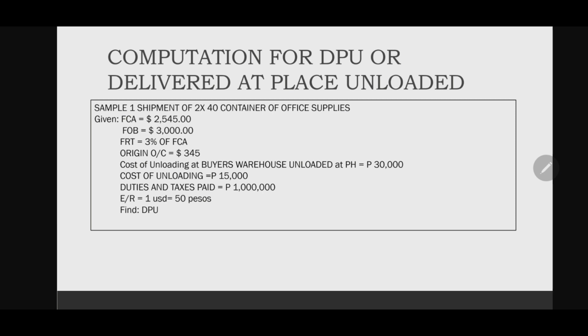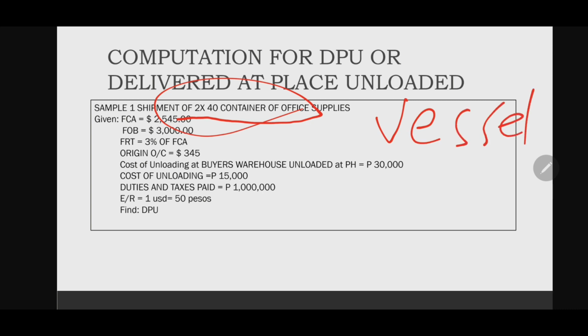Okay. Now for the DPU, it's just the same problem, but it has a different given for your shipment. So it says here that the shipment is 2x40 container of office supply. Guys, take note that when it's a shipment of containerized cargo, it means that it is a sea shipment or via vessel. Okay?